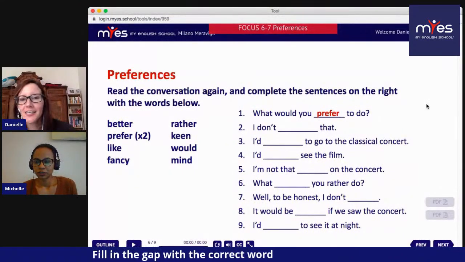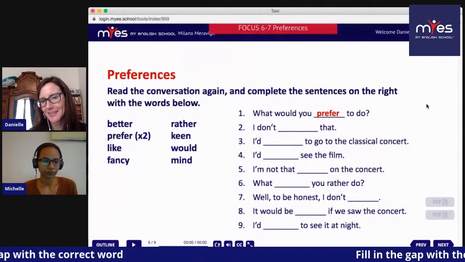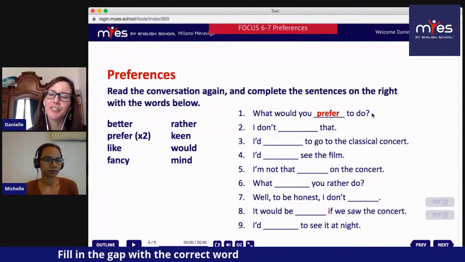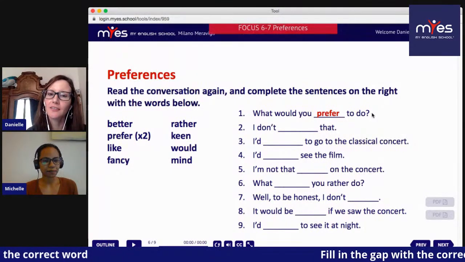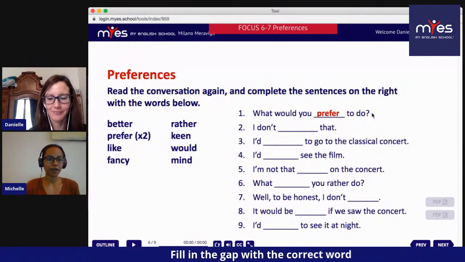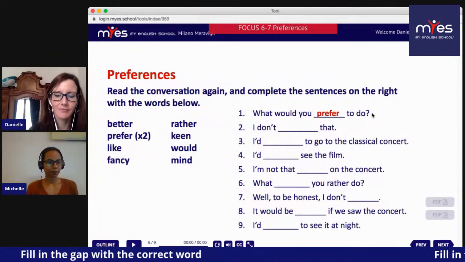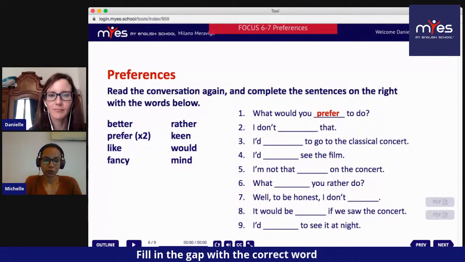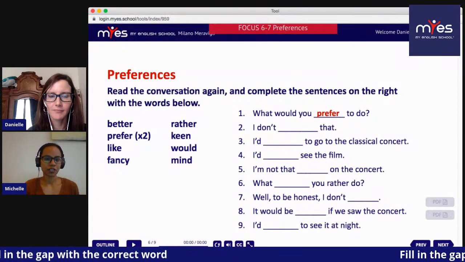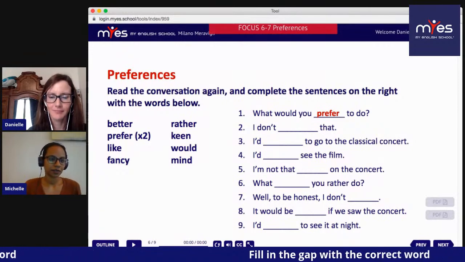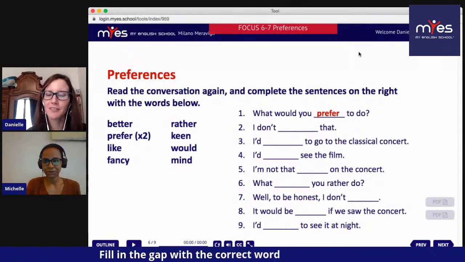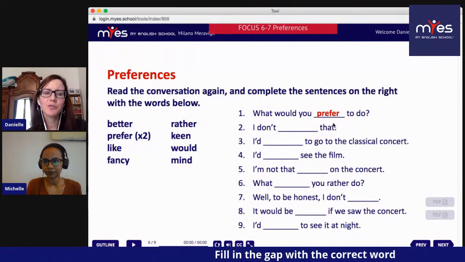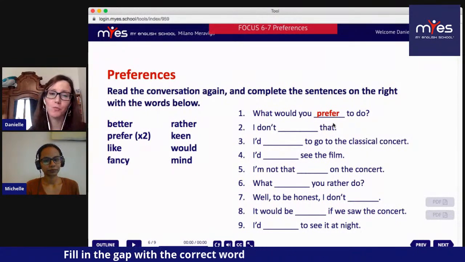Yeah, so prefer is one correct answer. Some people said like. You could also say like, what would you like to do? Yeah, I think it depends on the context. Maybe you've had a conversation before and you have a couple of options, so the person asks you, what is your preference? But maybe you haven't had a conversation before and you just ask each other, what would you like to do today? So we use prefer when there's an option. We only use it when you're comparing two or more things.